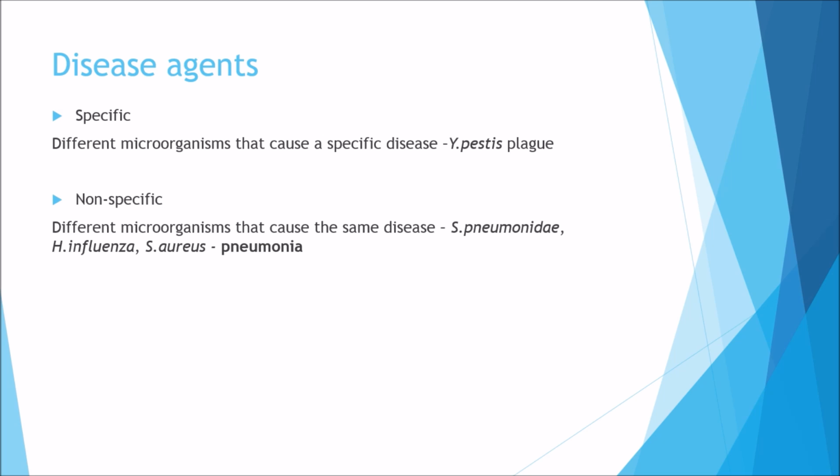Then on the other hand, you get non-specific. This is when you get different microorganisms that cause the same disease. So Streptococcus pneumoniae, Haemophilus influenzae and Staphylococcus aureus all cause pneumonia. Just based on symptoms alone, we cannot differentiate between all of these. We'll have to do further tests to differentiate between them.